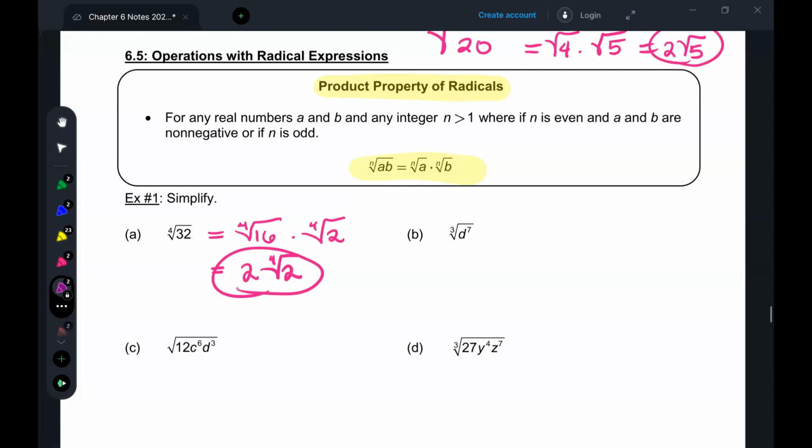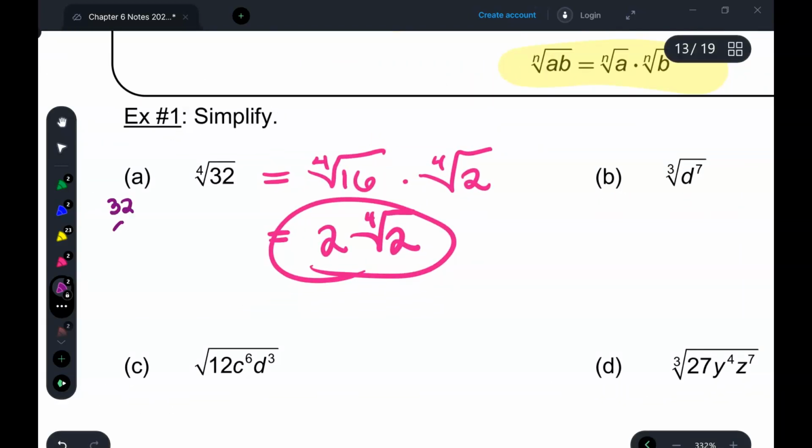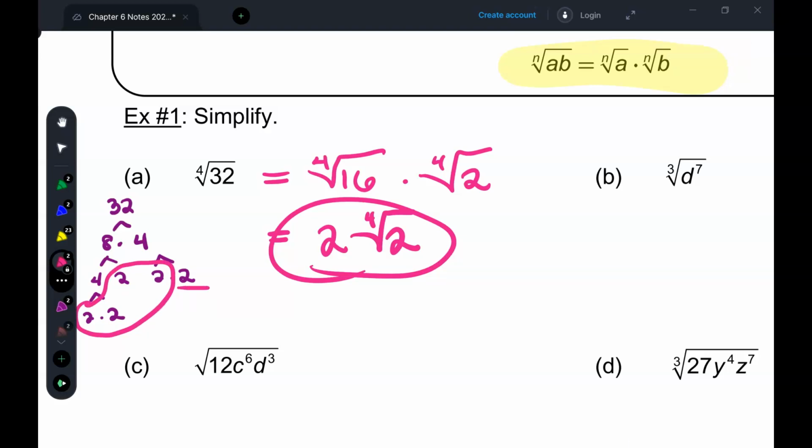Would you get the same answer if you did 8 and 4? Watch what happens if I do a factor tree. Same thing. So 32 is 8 times 4, 4 times 2, 2 times 2. So I have 4 2s with 1 left over. Remember when we had the square root, what were we always looking for? We're looking for pairs, 2 of the same. But if it's a 4th root, I'm looking for 4 of the same thing. If it were a cube root, I would look for 3 of the same thing. So I have 4 2s, but I had 1 left over. That means I have a 4th root of 2 remaining.